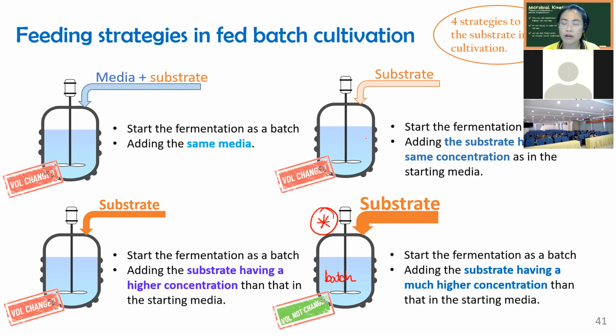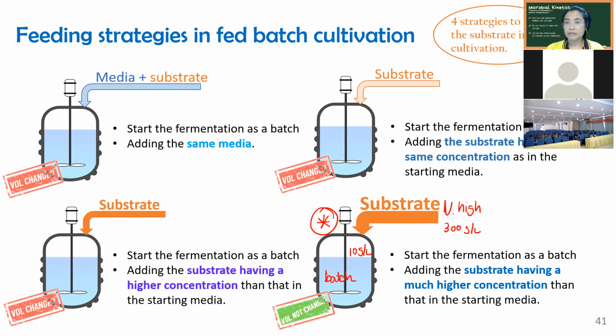Like if you are using glucose or sucrose, you feed in the glucose or sucrose solution with a high concentration. High means very high. So start the fermentation as a batch. You add the substrate that has a much higher concentration than that in the starting media. For example, you might start your fermentation with only something like 10 grams per liter of sugar, and then you add a substrate, probably like 300 grams per liter of sugar, something like that.